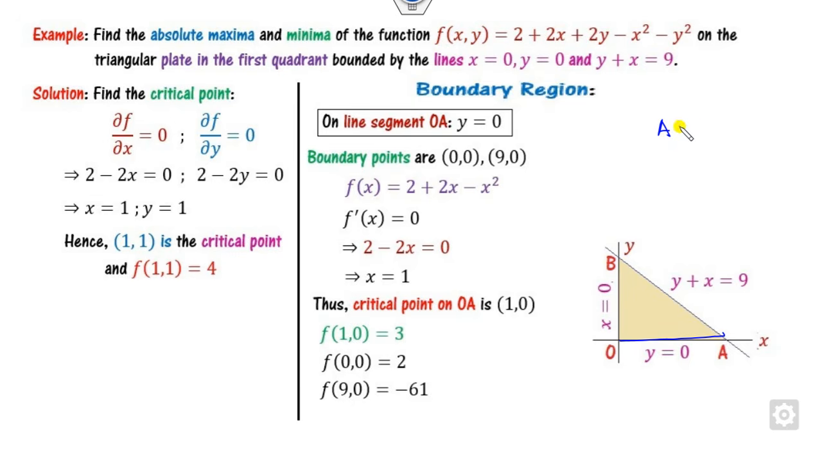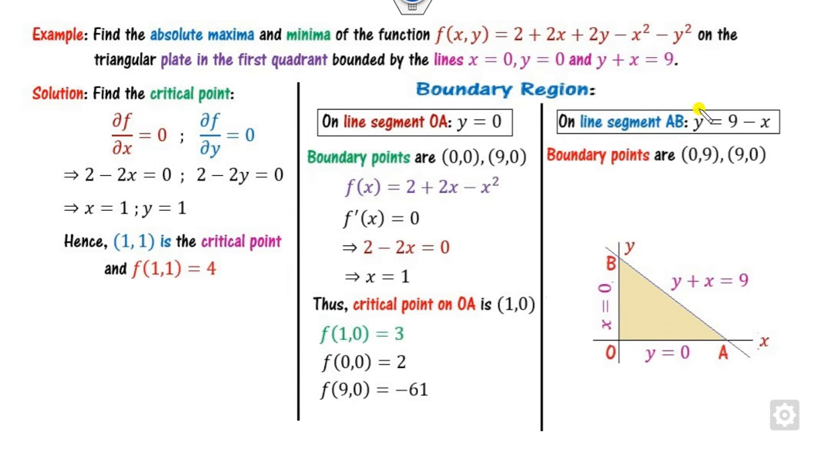Now similarly we can check for the line AB. On this line AB, what is the value of y? y is nothing but 9 minus x. What are the coordinates of the boundary points? It's (9, 0), and this is (0, 9). We can substitute this value of y in here, and we can get the value of f.